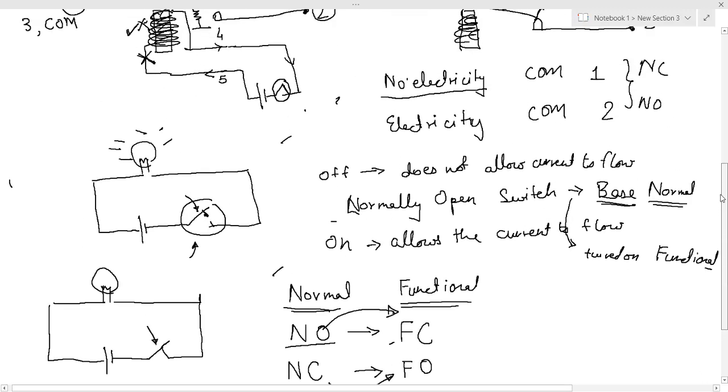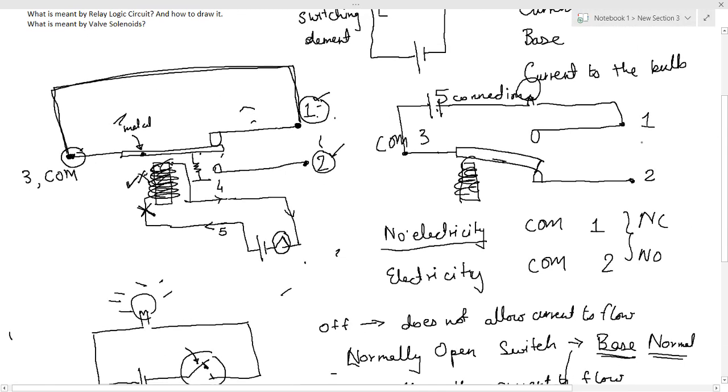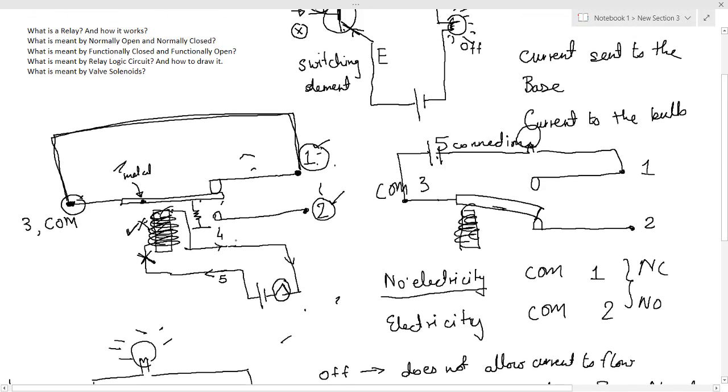So from this we can see why I was calling this first one NC and second one NO. See, in this what is happening? When no electricity is going to the solenoid, which is connected? The first one is connected. So when there is no electricity, the first one has a closed circuit over here. Hence it is called NC.